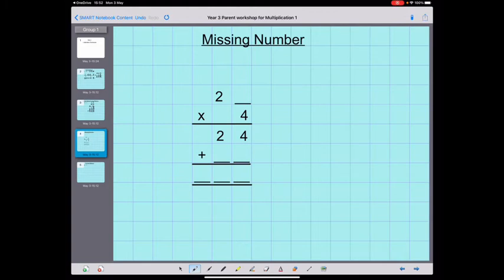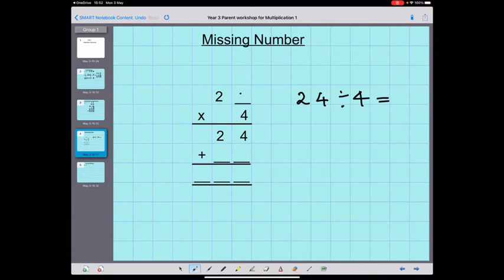So we've got 6 times something gives us this 24 down here. Okay, so the children do need to know the inverse. So what they could do is 24 divided by 4, and what does that give them? So let's write that down, because that would be the inverse. Okay, so how many 4s are in 24 will give us this answer at the top here.